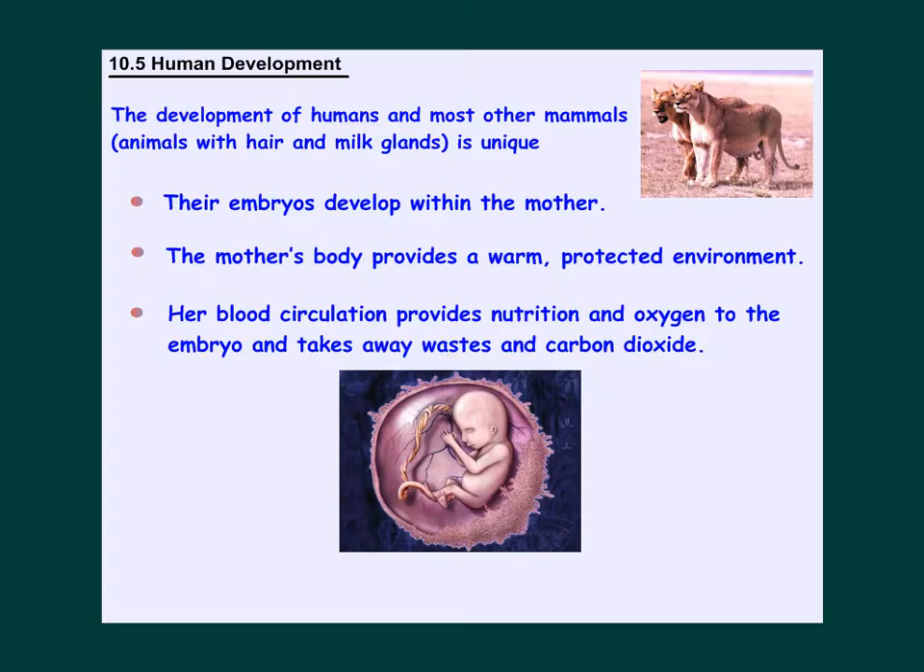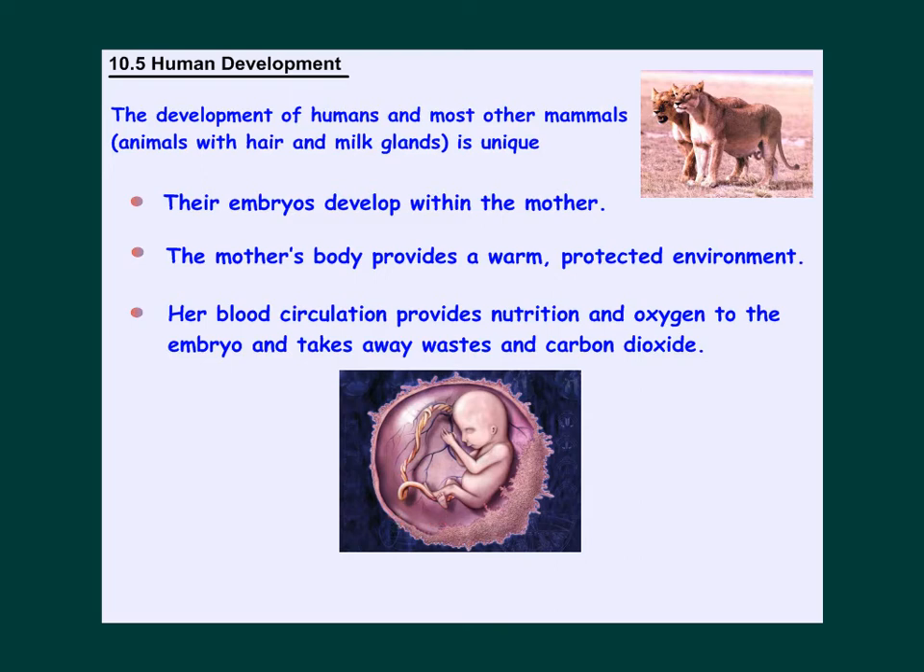Alright, let's get started talking a little bit about the development of humans and most other mammals. And again, a mammal is considered an animal with hair and milk glands. Their embryos will develop within the mother, and the mother will provide warmth and a protected environment, and essentially that embryo is going to get its nutrients and its oxygen through the circulation process of the mother's blood, through the umbilical cord, which you can see right here, into the baby's blood.